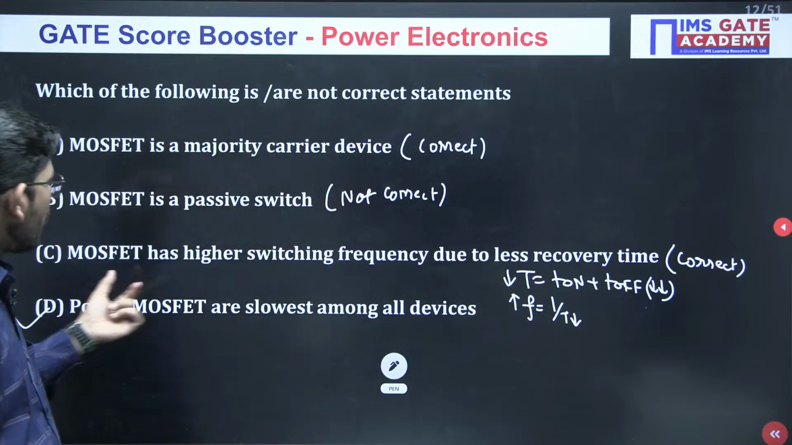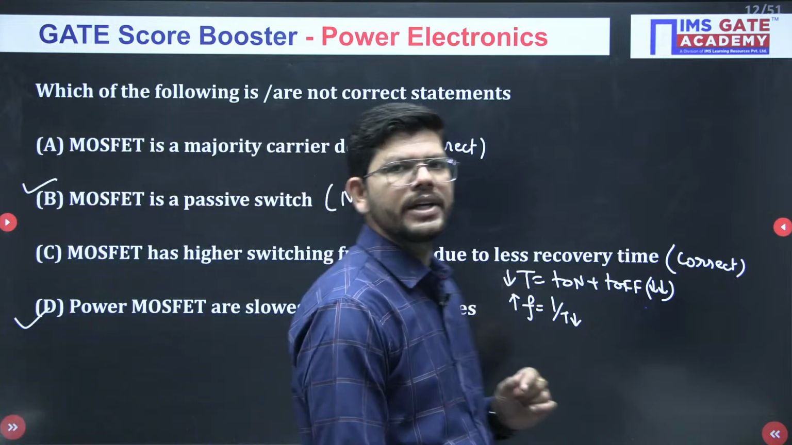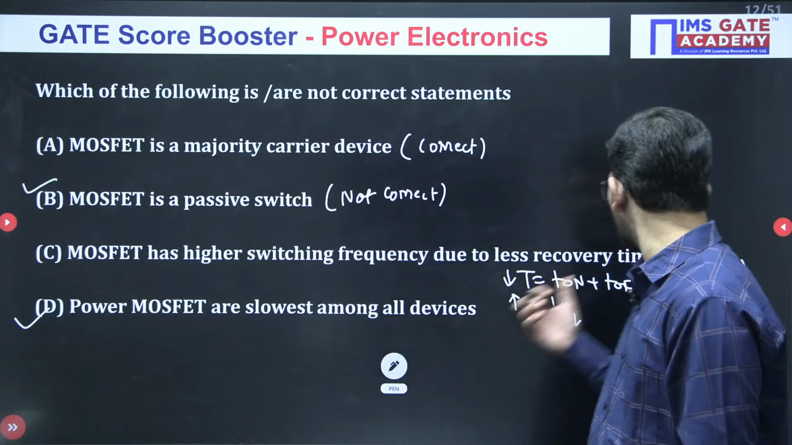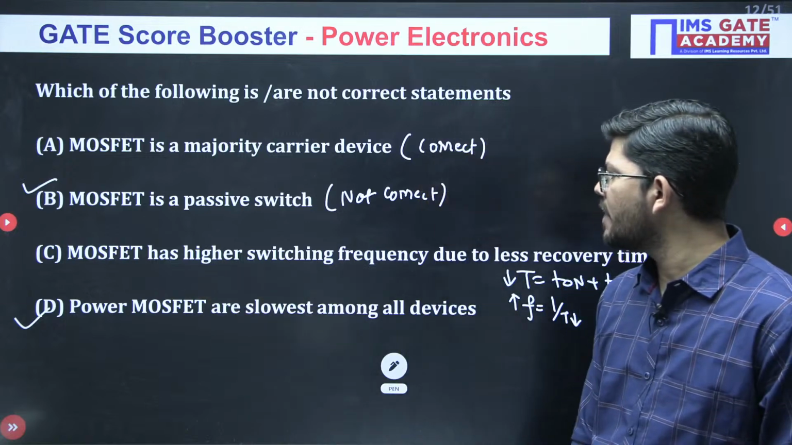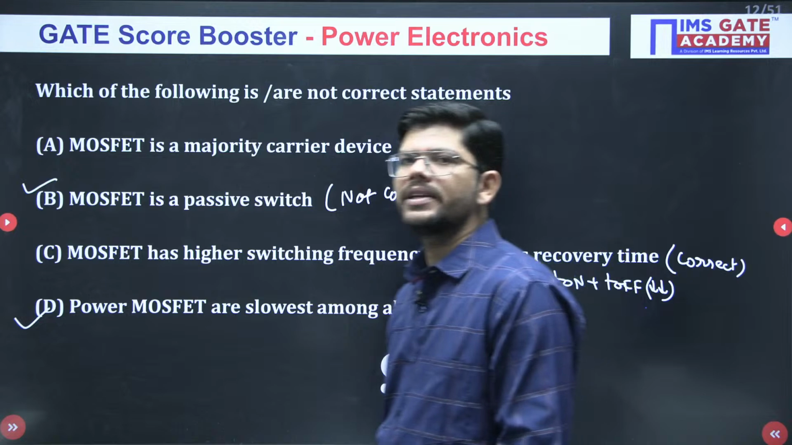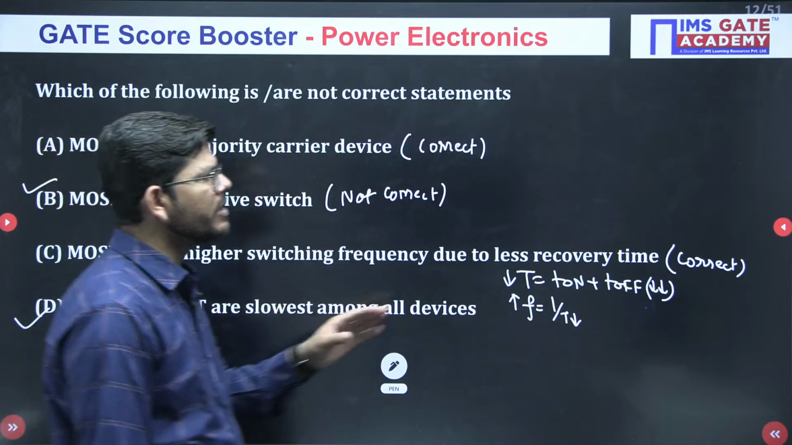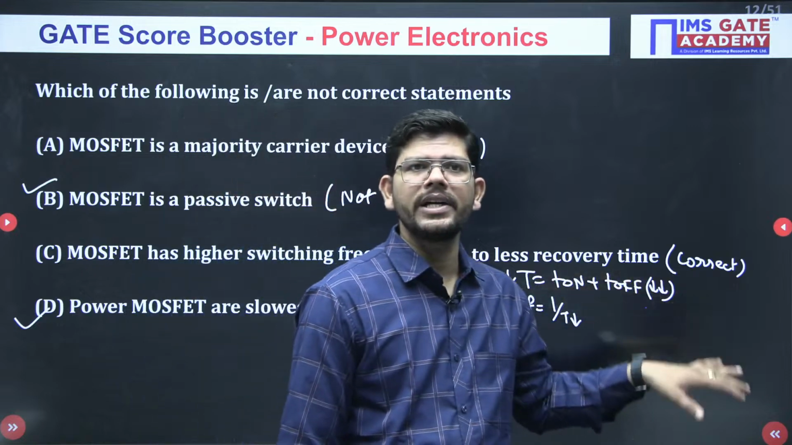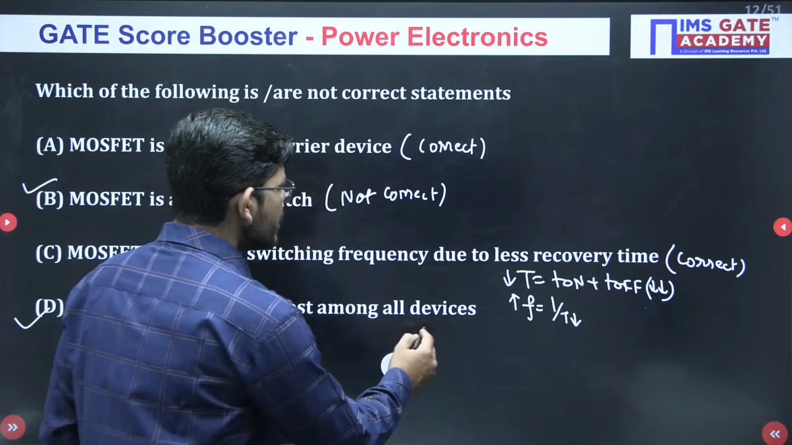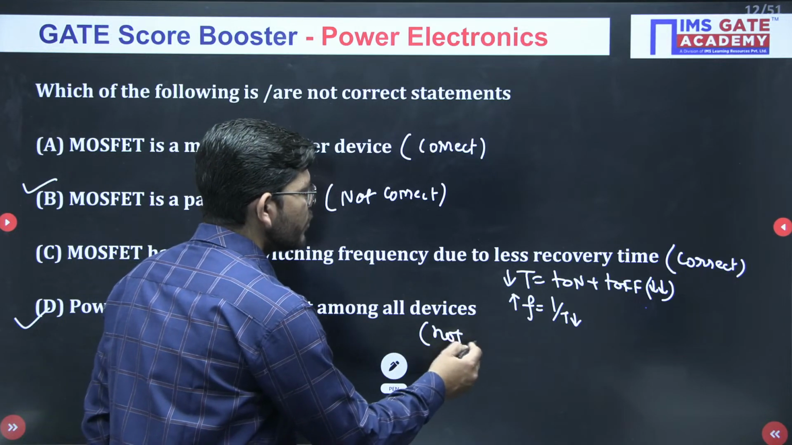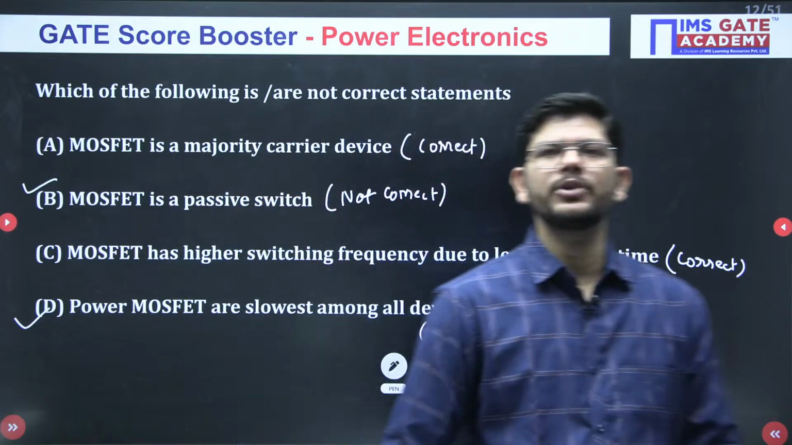Okay, so just see, MOSFET has high switching frequency due to less recovery time. Yes, this is correct, so this option is a correct option. Now option D is saying power MOSFETs are slowest among all devices. How can this be correct? You can see in option C, we will be requiring less recovery time. So they are fast acting devices, not slow devices, isn't it? So this is not correct, and you have to find the not correct options. That's why you have chosen B and D.